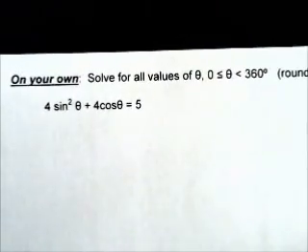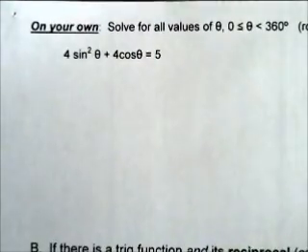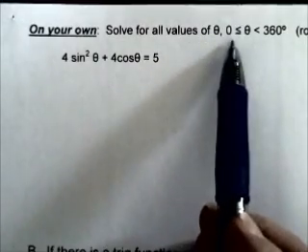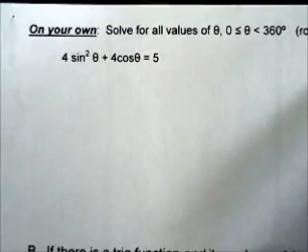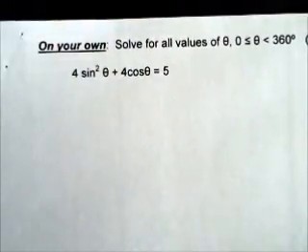Okay, so try the next one on your own. Pause the video. You want to solve for all values of theta, theta greater than or equal to 0, less than 360, rounding to the nearest degree if necessary. 4 sine squared theta plus 4 cosine theta equals 5.